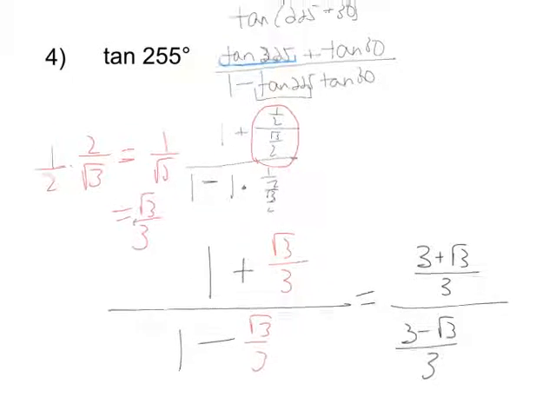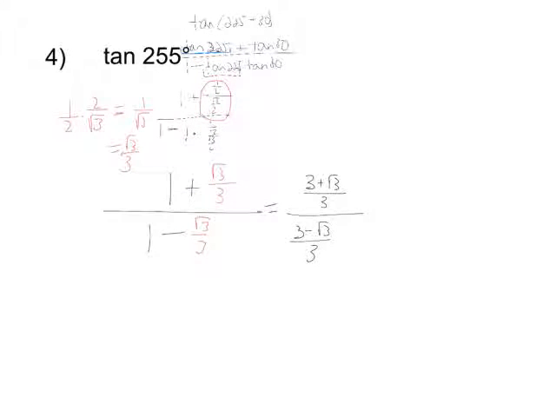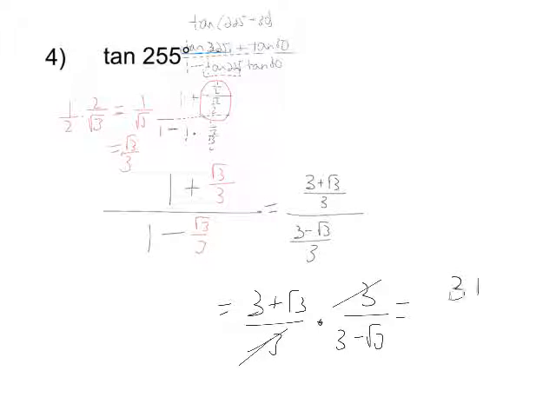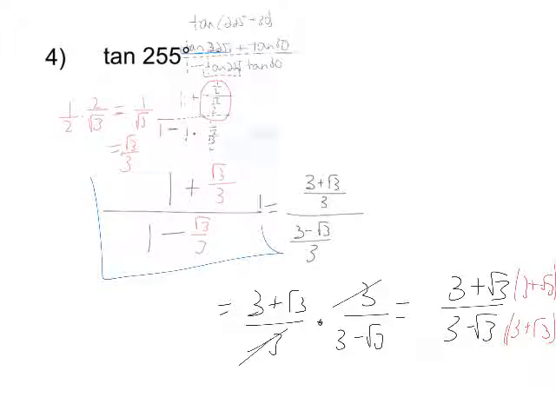Then you would take your numerator, 3 plus radical 3 over 3, times the reciprocal of your denominator, so 3 over 3 minus radical 3. The 3's are going to cancel out, so you actually have 3 plus radical 3 over 3 minus radical 3. And then again, oh good grief, you would actually multiply by the conjugate to rationalize that denominator, but I'm not going to get into that because, again, I told you that you could stop here. Told you tangent was bad.